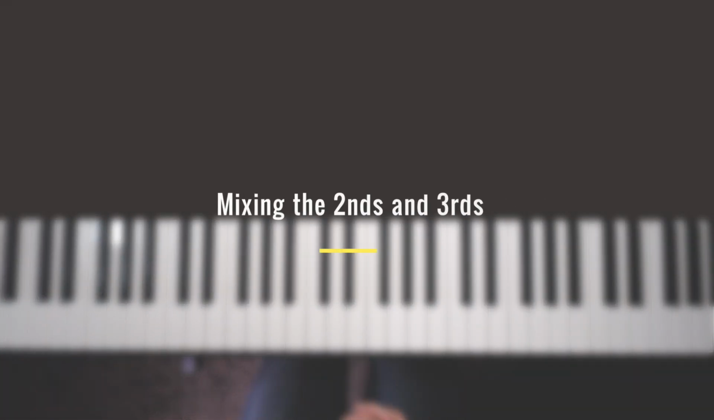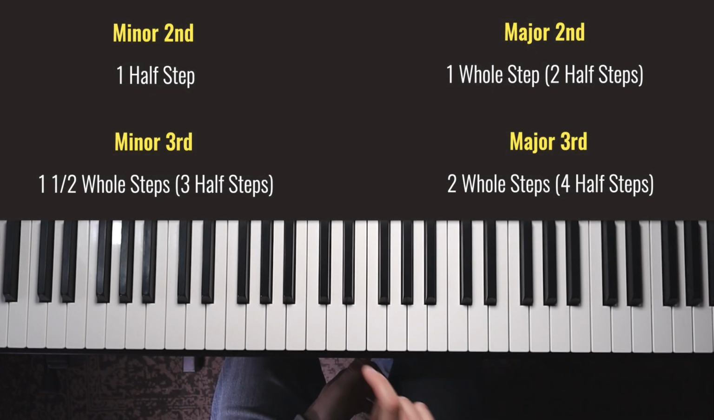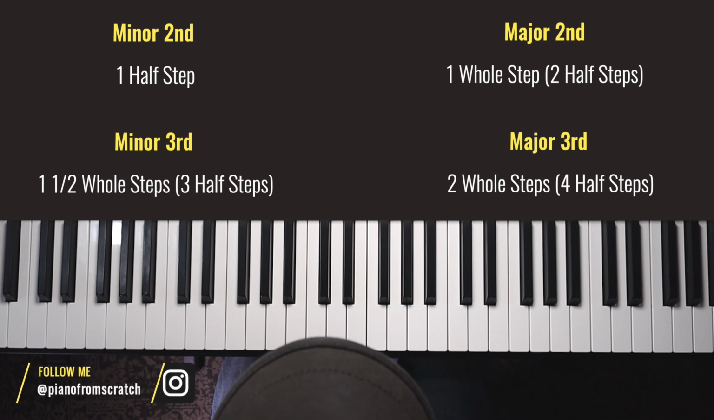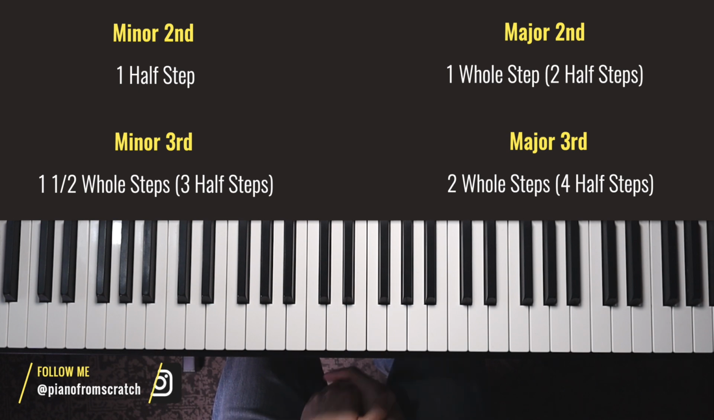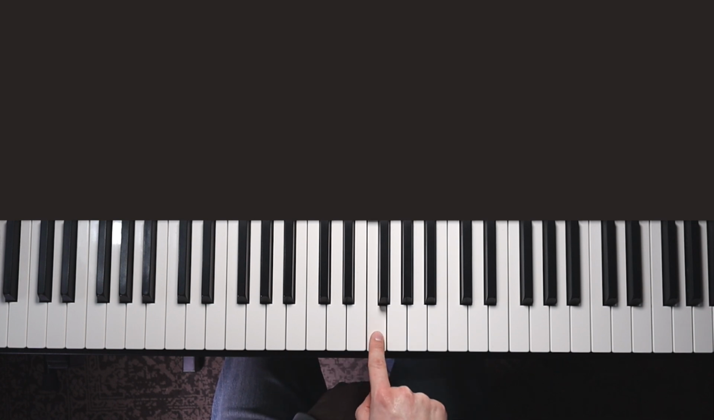So now we're going to mix together the seconds and thirds. We'll do a couple of minutes of me asking you to find the interval above or below, and then we'll do what we just did then, where I'll play it and you tell me what the name is. So we're mixing together minor seconds, minor thirds, and major thirds. Okay, off we go. So F and a major second above.